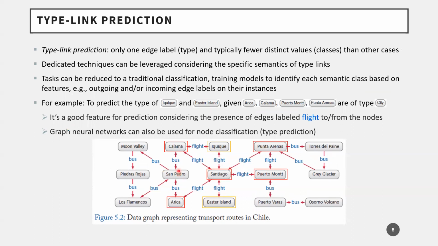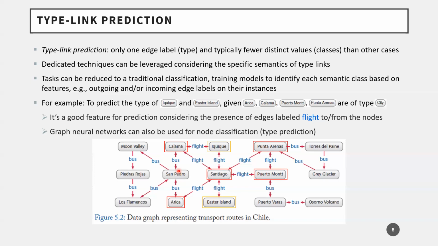The type link prediction task. In this task, there is only one edge label type and typically fewer distinct classes than in other cases. Dedicated techniques can be leveraged, controlling the specific semantics of type links. The task can be reduced to a traditional classification, training models to identify each semantic class based on features, for example, outgoing and/or incoming edge labels on their instances.